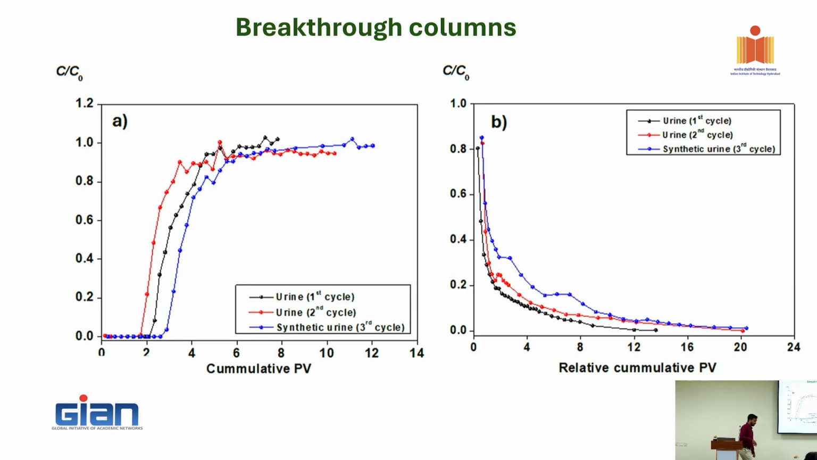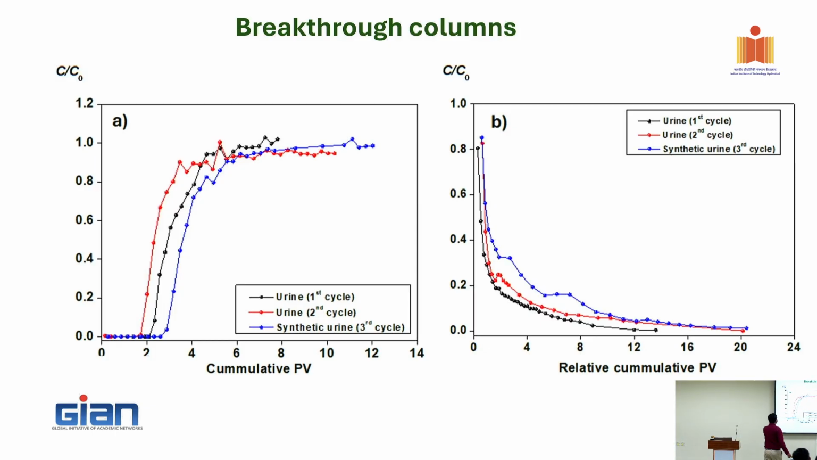Once we develop that in batch studies, we have to simulate it in real columns. Columns simulate exactly like a filtering media. The columns are long cylindrical columns where we have an inlet and an outlet. In the inlet, we pass the urine, and at the outlet we also collect the urine, and we check what is present in the initial concentration and what is present in the effluent concentration. The x-axis denotes the cumulative pore volumes and the y-axis denotes C by C naught. This is the classic breakthrough curve simulation for dynamic conditions.